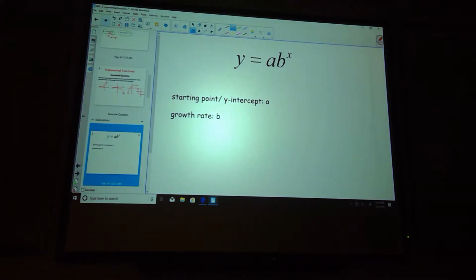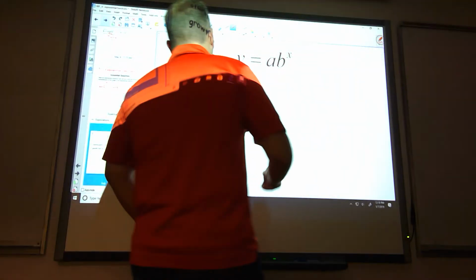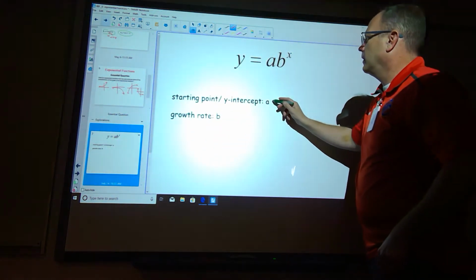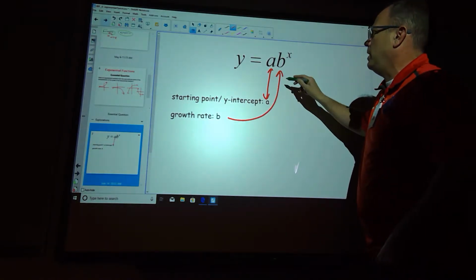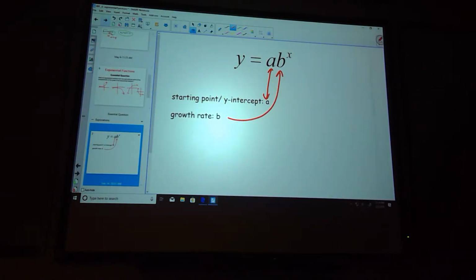But this is what an exponential function would look like. A and B are numeric values. So A and B represent some sort of numbers. X is the variable. Okay? So the starting point is A. So this is where it would start. And then the growth rate is b, which is the number that is raised to the exponent. So that's the first part of this.